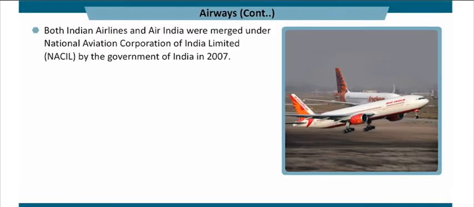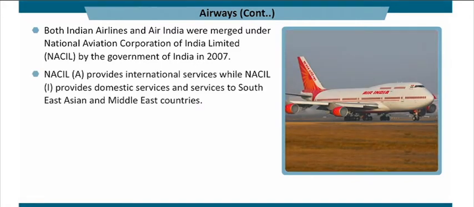Both Indian Airlines and Air India were merged under National Aviation Corporation of India Limited (NACIL) by the Government of India in 2007. NACIL-A provides international services while NACIL-I provides domestic services and services to Southeast Asian and Middle East countries. 159 Airbus and Boeing aircraft are operated by NACIL. NACIL plays a lead role in linking Indian cities with the major cities of the world.